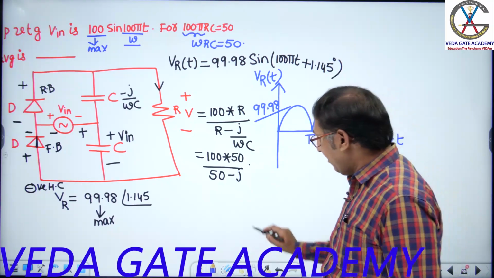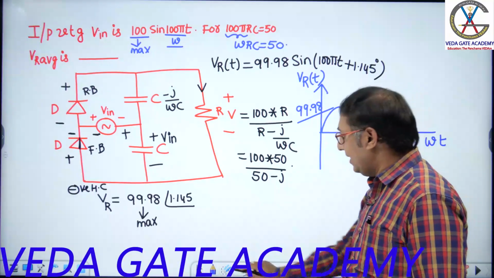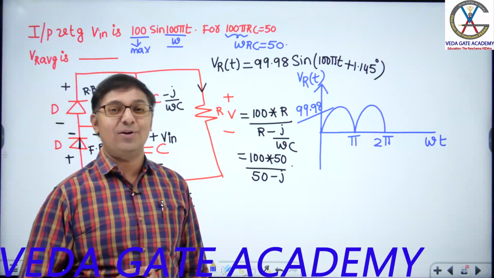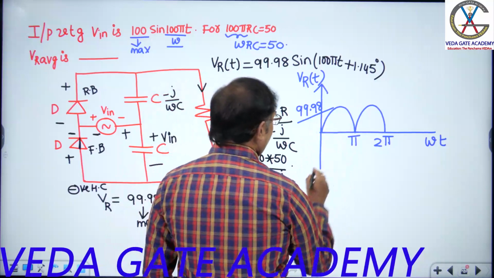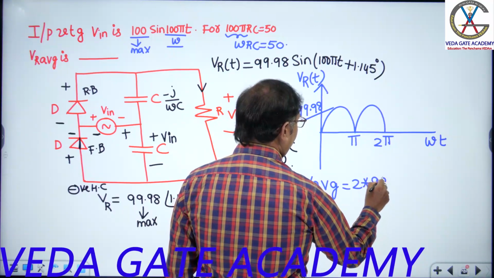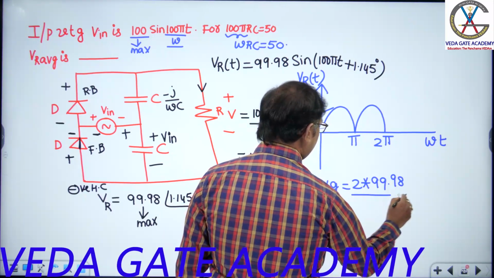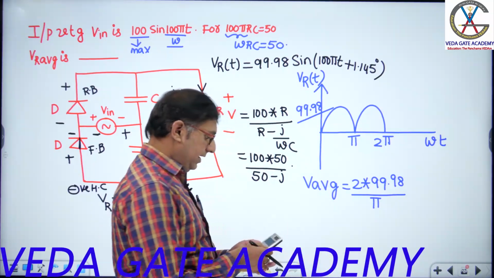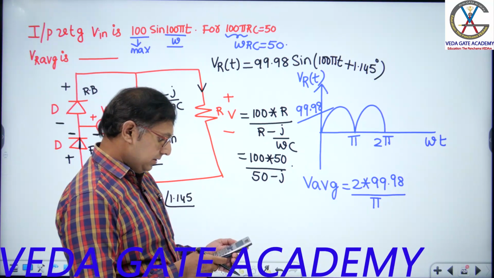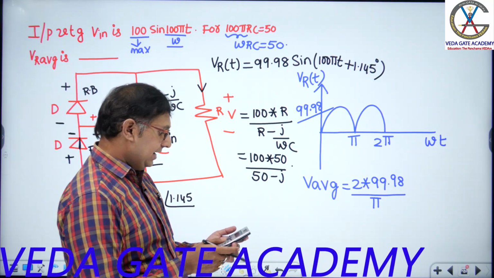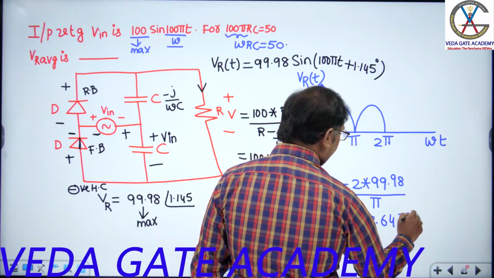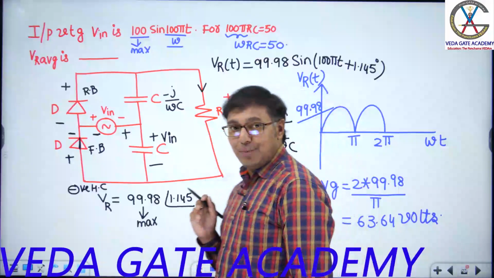What is being asked? Average. Have a look at the question: VR average is dash. You all know this. What is the average value for a full wave rectifier? V average equals 2 Vm by pi. 2 into 99.98 divided by pi is 63.64 volts. Hope you got the point.